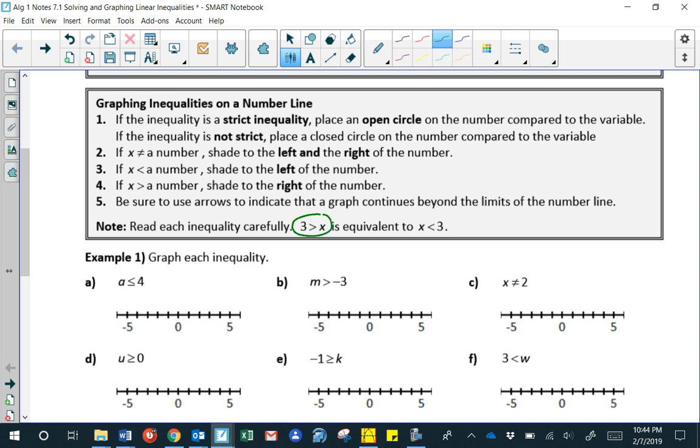3 is greater than x is the same thing as saying x is less than 3. The second representation is probably the most convenient one for us when we're speaking about the inequalities.